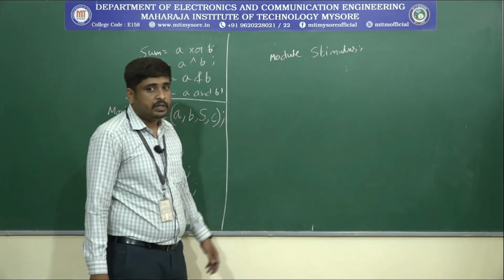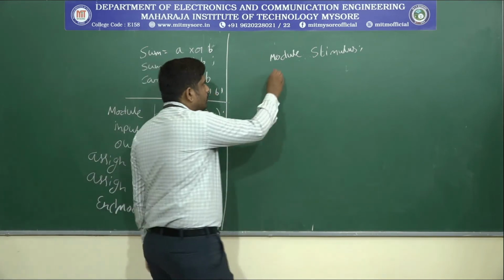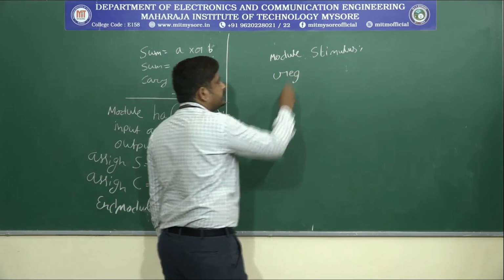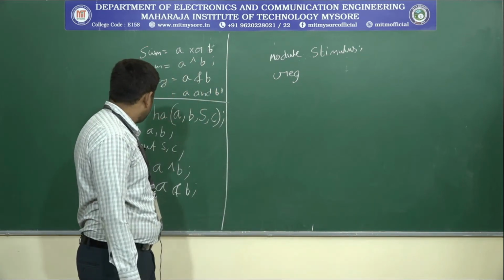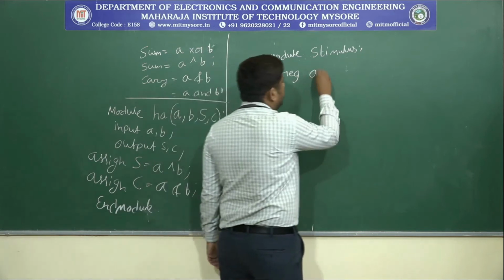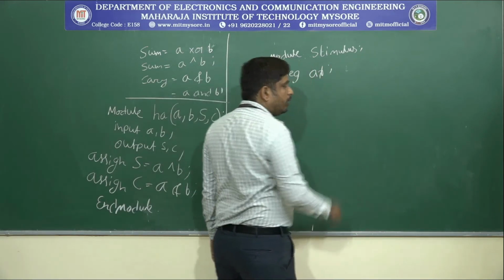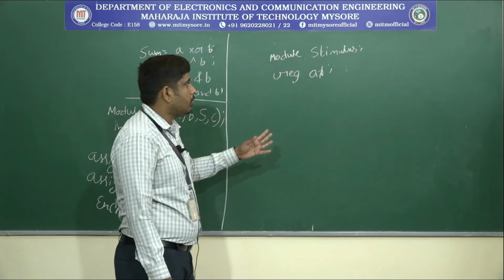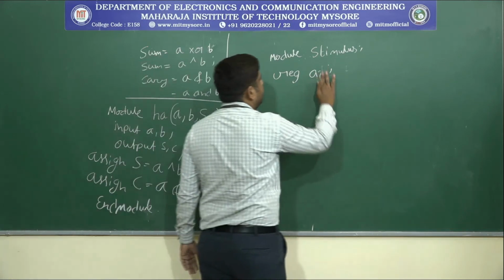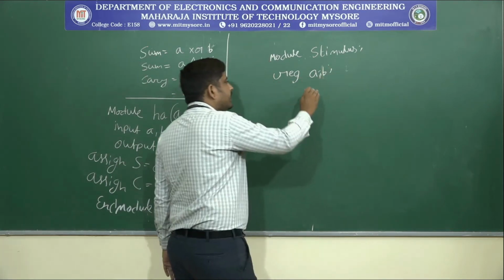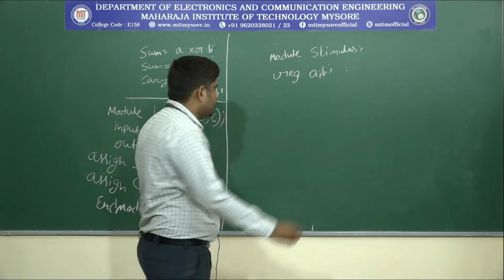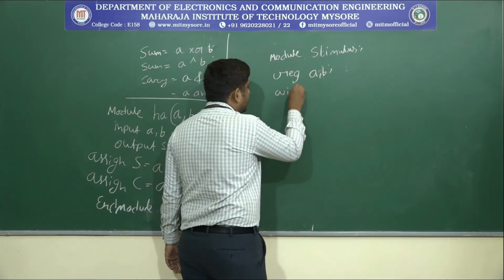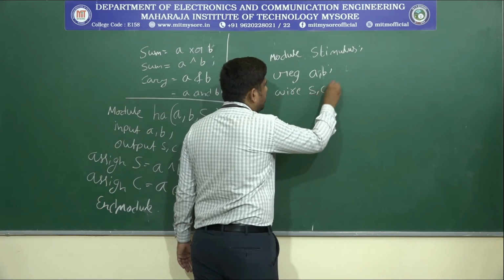Then after this, the register acts as an input. We already discussed that register acts as input. What are the inputs here? Reg A and B. So it belongs only to the stimulus block. Why do we consider A comma B as registers here? Because we have to store the data here. Then wire, so the outputs, that is S comma C.